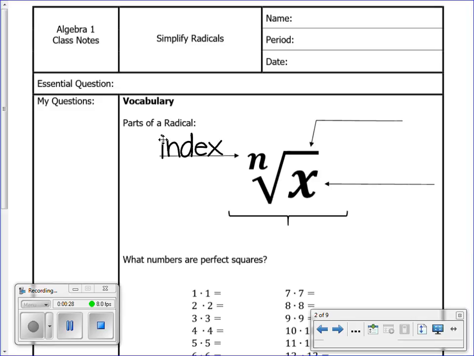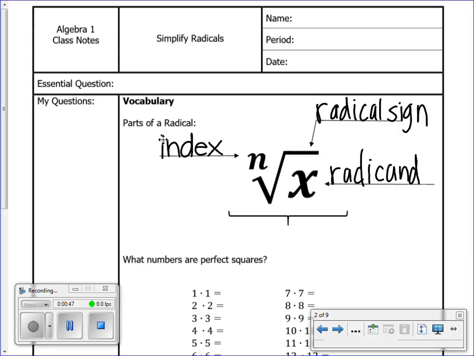The whole thing is what we call a radical sign. And what is inside of the radical is what we call the radicand. Then this whole thing, the index, the radical sign, and the radicand, all make up what we call a radical. Radicals can also be called square roots, but if the index changes, the name changes with it. So if the index is 3, it's called a cube root.